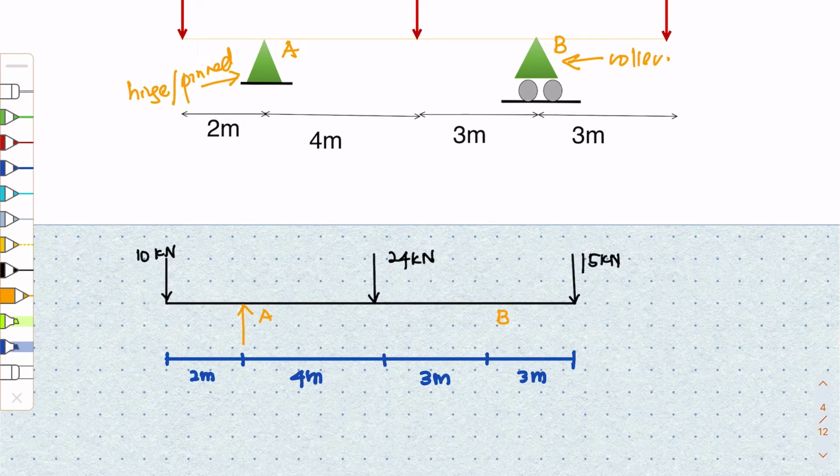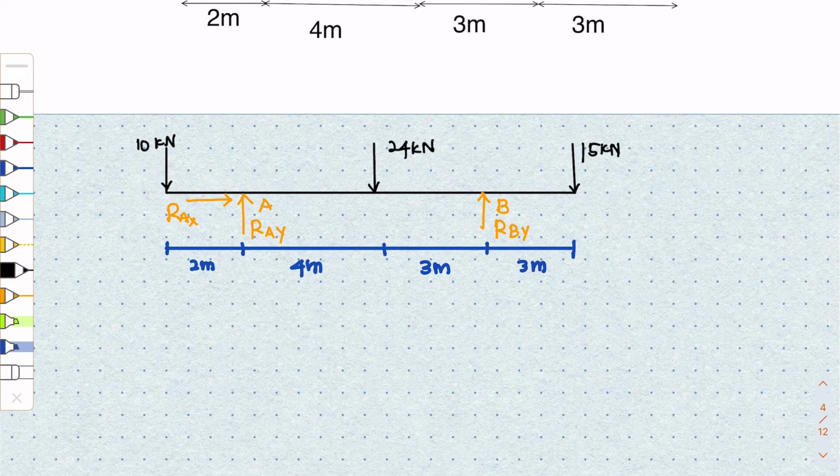Dia ada support. So untuk pin support, we know that akan ada RAY and the other one will be RAX. And for B, is going to be only RBY. Okay, sebab depends pada jenis support. Roller hanya ada pada Y direction sahaja the reaction, and for pin both Y and X direction. Okay, moment dua-dua tak ada. Kita nak cari the reaction first.